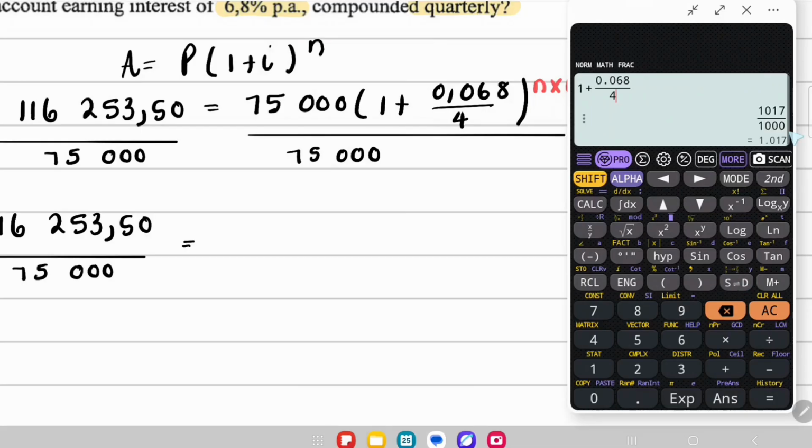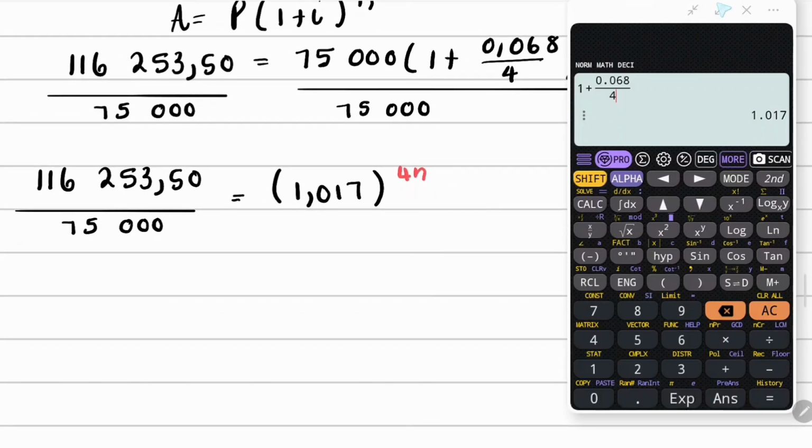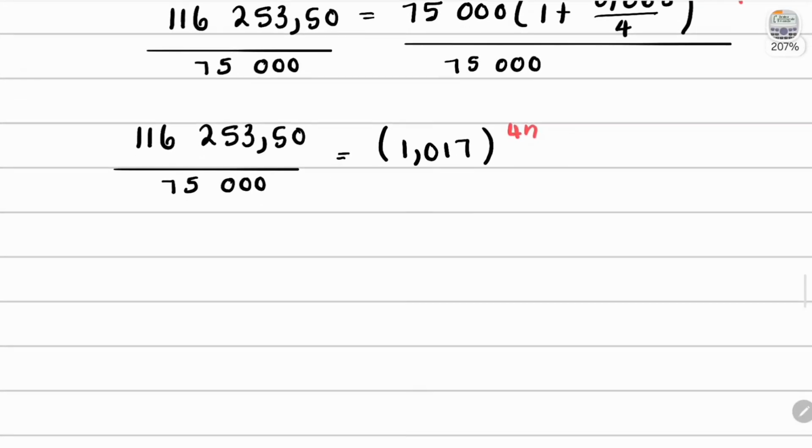Okay, so you can take it in decimal form or as a fraction. It looks simpler in decimal form. So we can say that this in the bracket is 1.017 raised to the power of 4n. And we're still trying to get closer to the exponent. So at this point, we can actually make the exponent the subject. And to do that, we're going to use log.